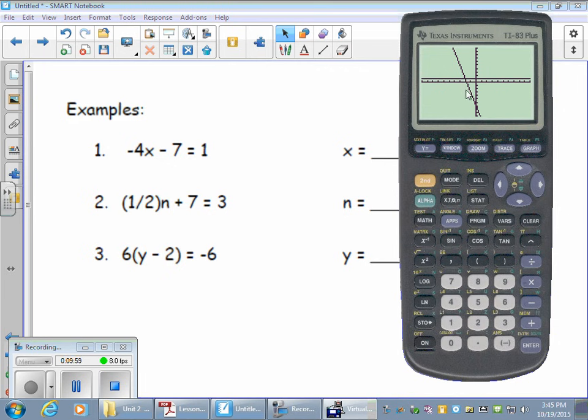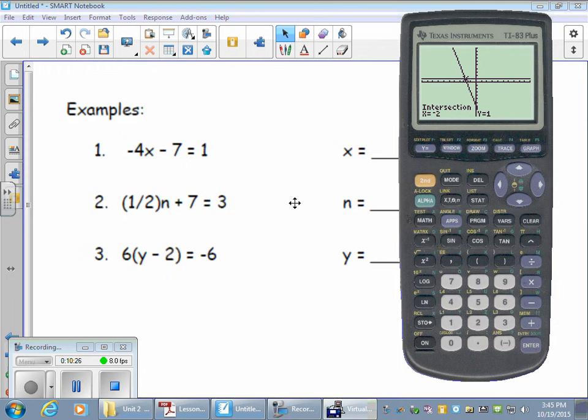Right? But let's go through the process and have the calculator actually confirm that. So again, same steps. Second, calc. Go down to number five, intercept. Here go my questions. Am I sitting on the first curve? There's my little turtle. Yes, enter. Am I sitting on the second curve? Oh, she moved. She's on the right one now. Enter. Do I want it to guess the intersection? Yes. So I enter, and it tells me the intersection is at negative 2, 1.